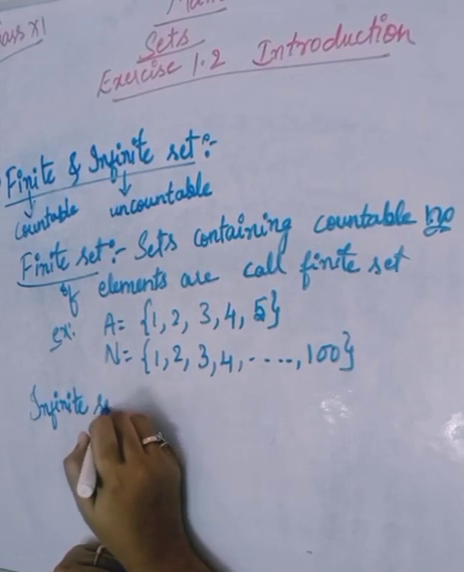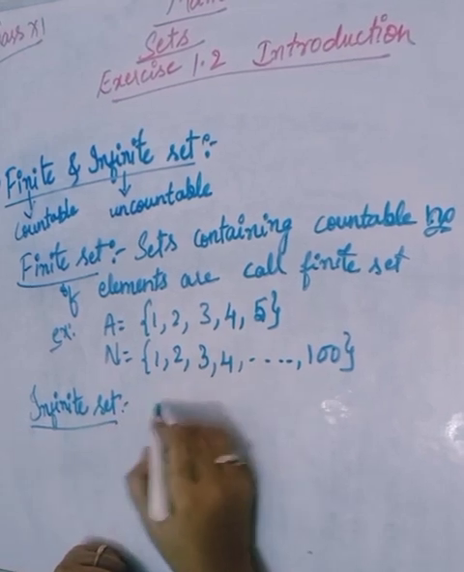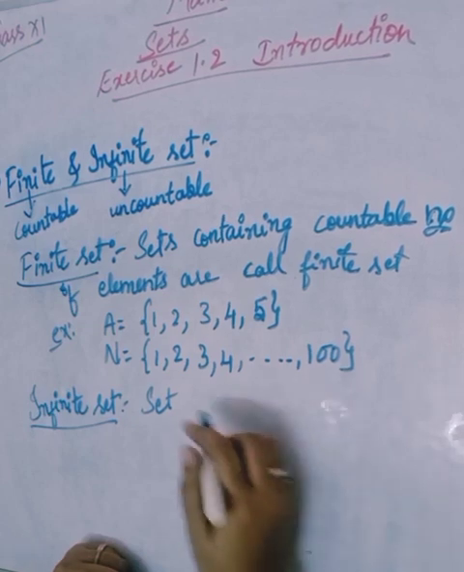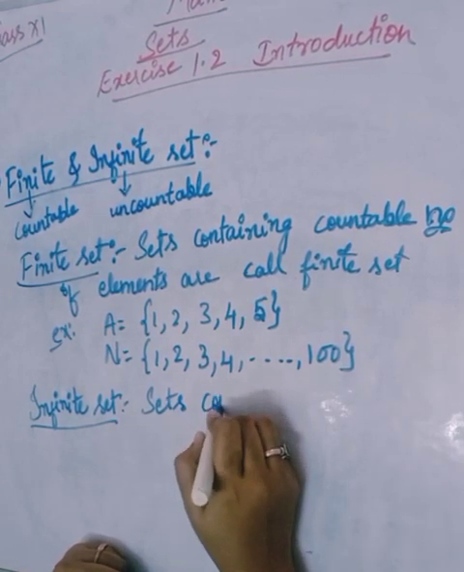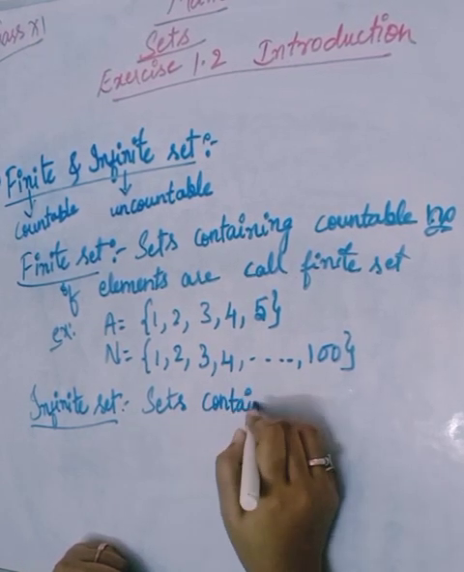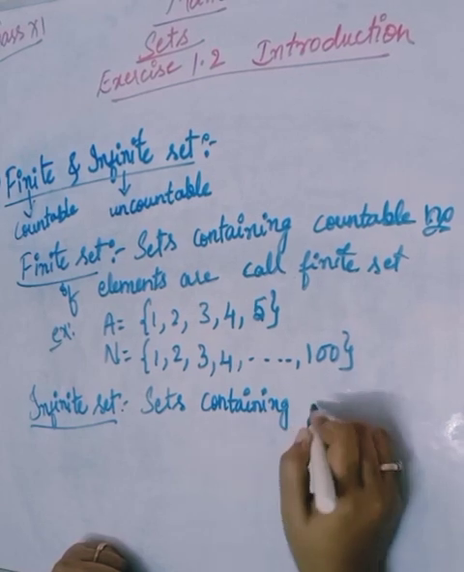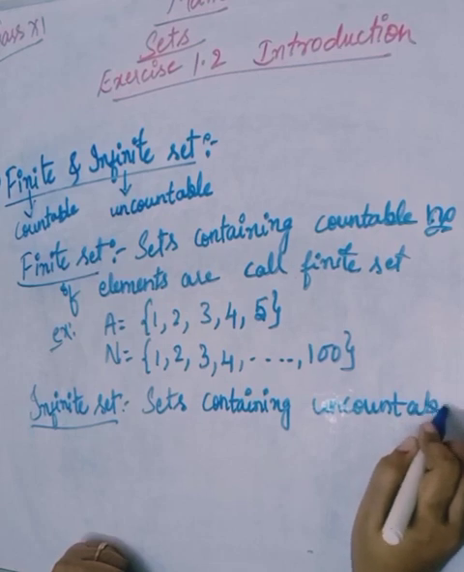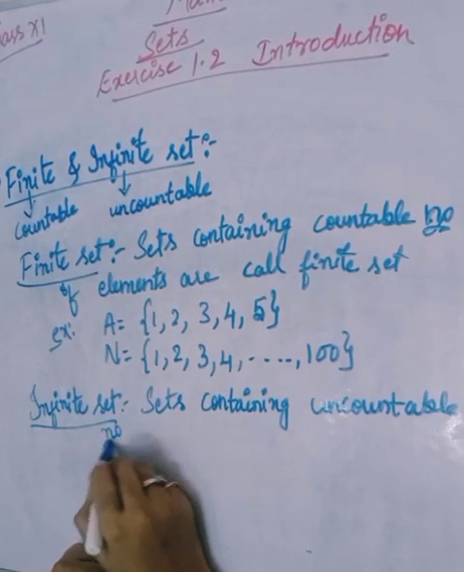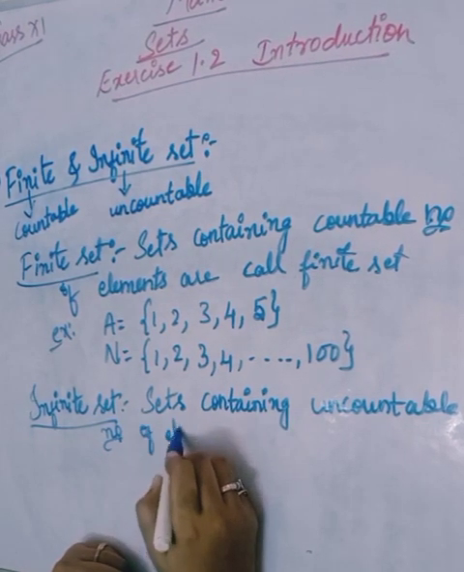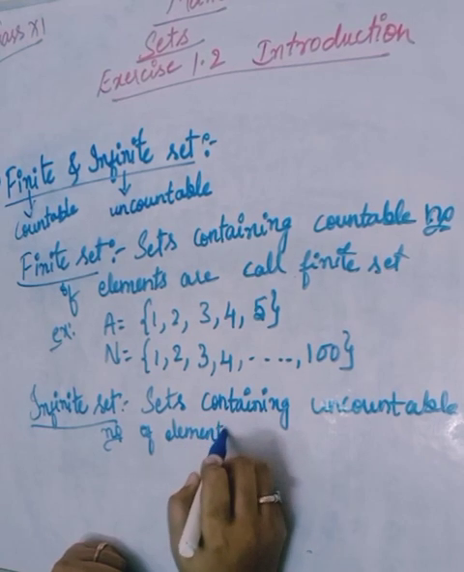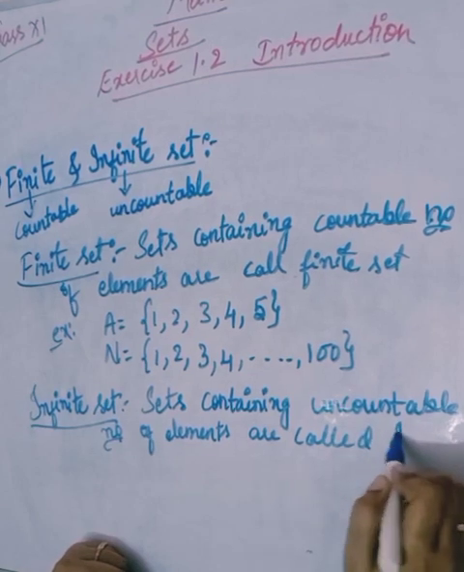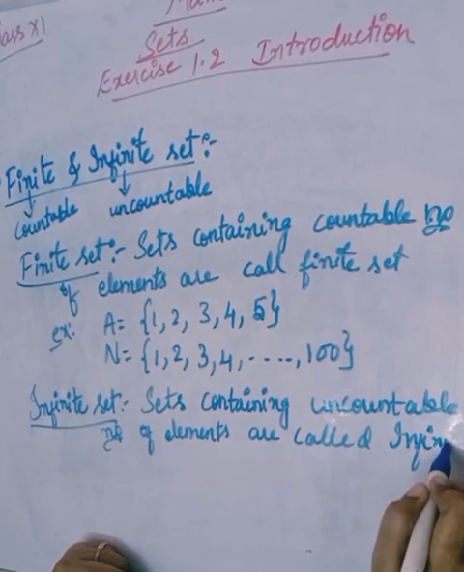Infinite set. Here we have countable, but for this one, uncountable. Sets containing uncountable number of elements are called infinite sets.